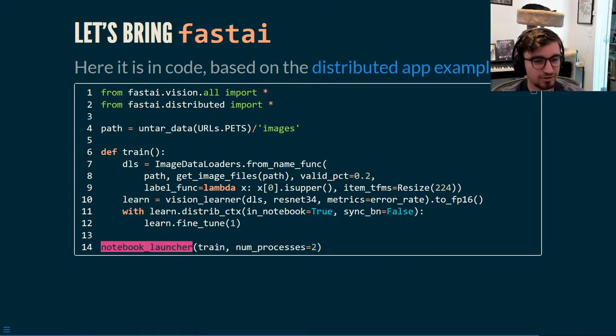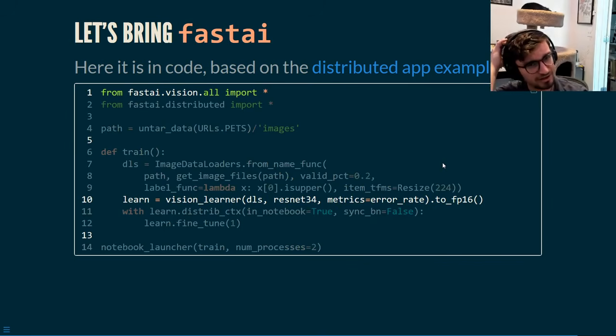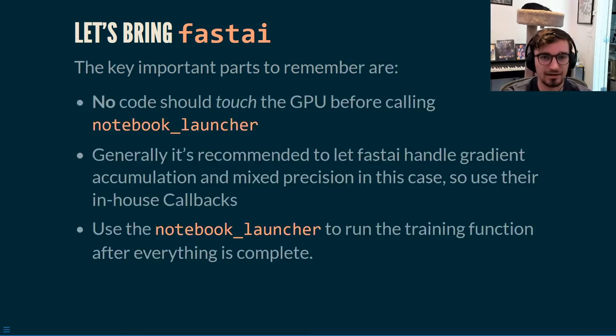And then finally, I can just say notebook launcher, train, not going to take any arguments, and I want you to train on 2 GPUs. Now, something important to note here is that Accelerate can handle mixed precision for you. However, Jeremy has preferred that we use FastAI's mixed precision instead of Accelerate's. And so generally it's recommended when using Accelerate with FastAI to use the FastAI callback system as a priority rather than Accelerate. And a few more important notes on this.